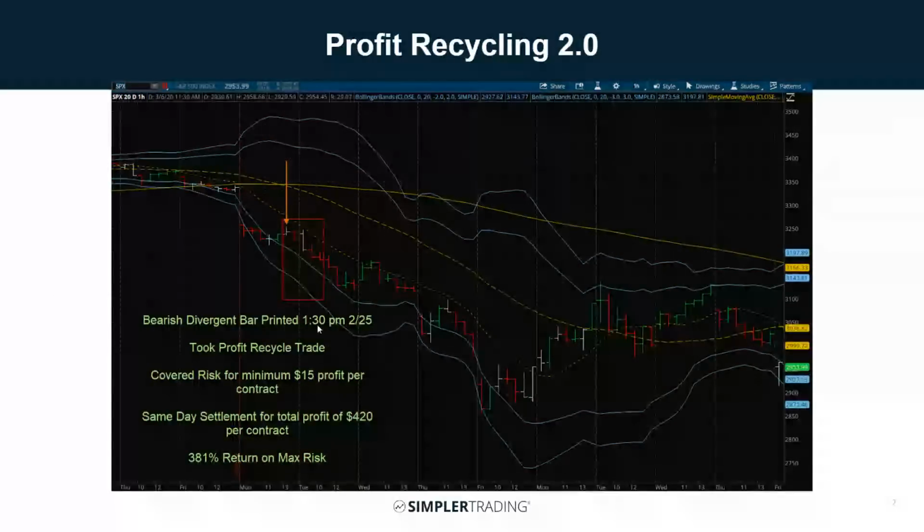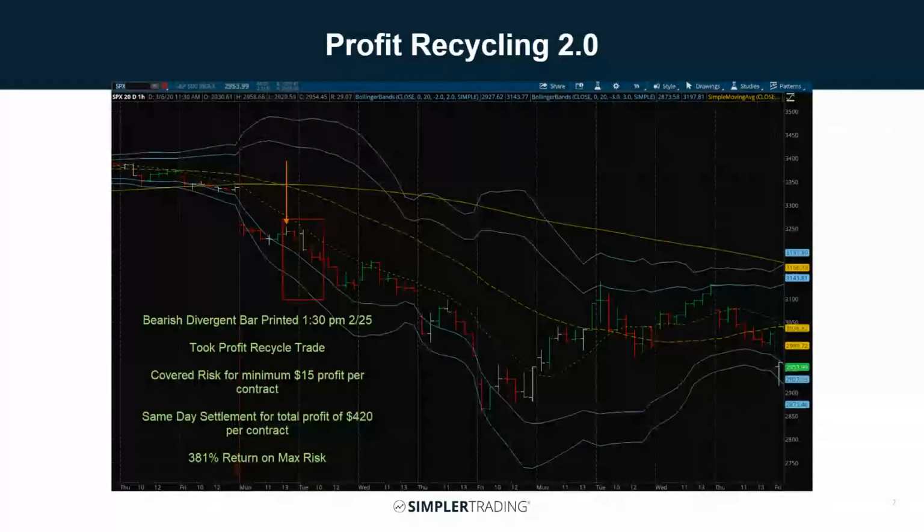So with this example here, on the hourly chart for SPX, I got a great signal to look at going short at 130. I did the profit recycling 2.0 strategy, covered it for a minimum $15 profit per contract, right? It was a small profit guaranteed, locked in. The most important thing, though, is that I had protected my capital risk on the trade, and it was a same day expiration. So within that day, once it went into settlement, I was able to lock in a total profit of $420 per contract.